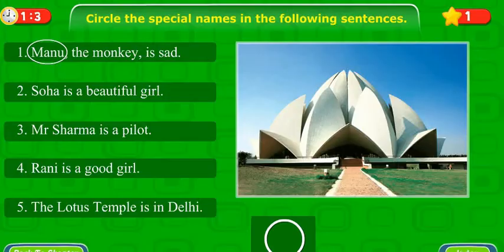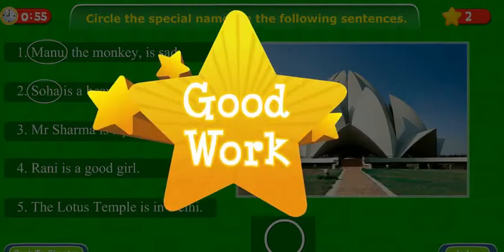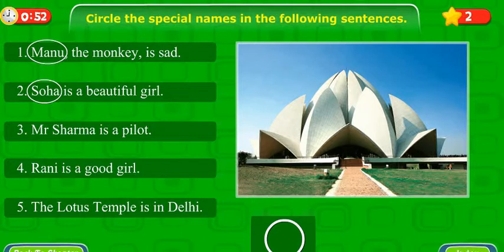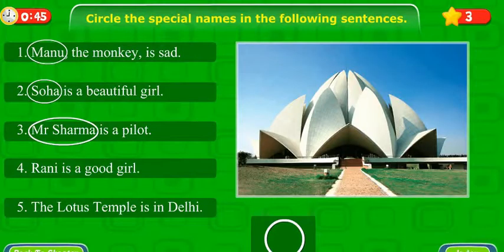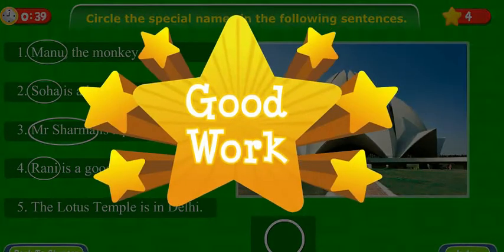Right. Same in the second sentence, Soha is a beautiful girl. In this sentence, Soha is a special name. And third is Mrs. Sharma is a pilot. Mrs. Sharma is a special name. Number four is Rani is a good girl. In this sentence, Rani is a special name.